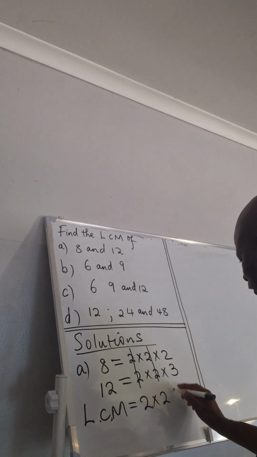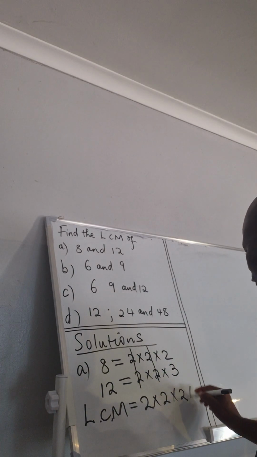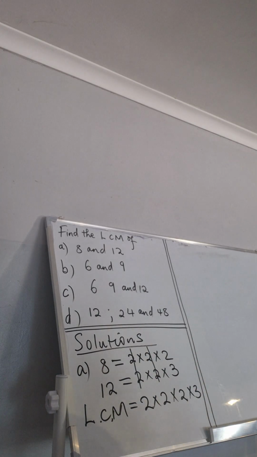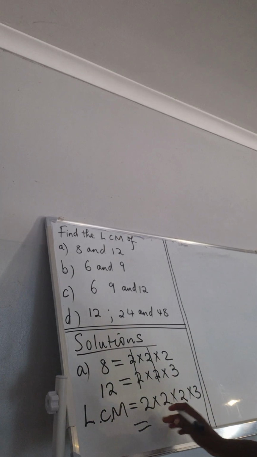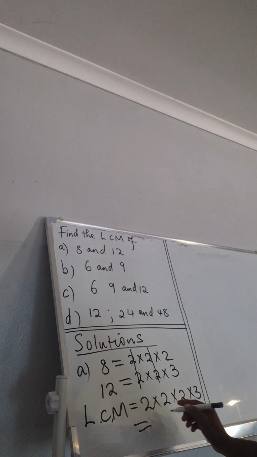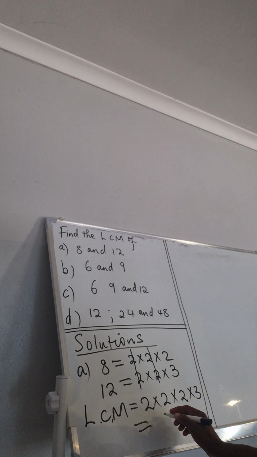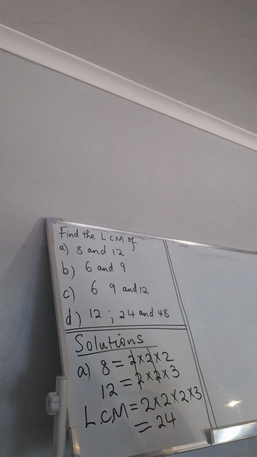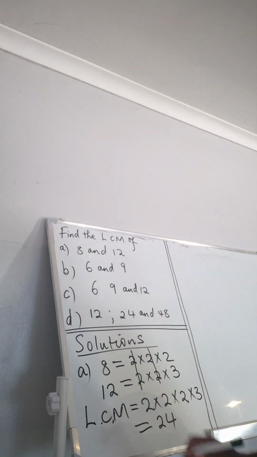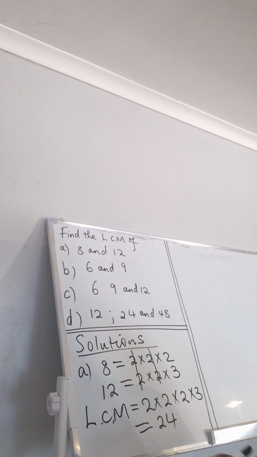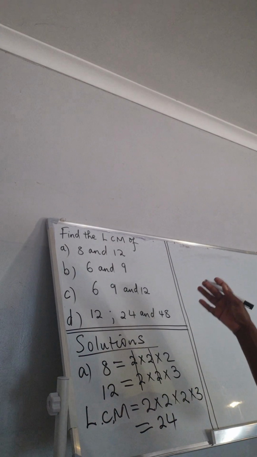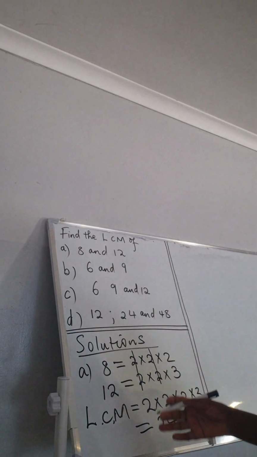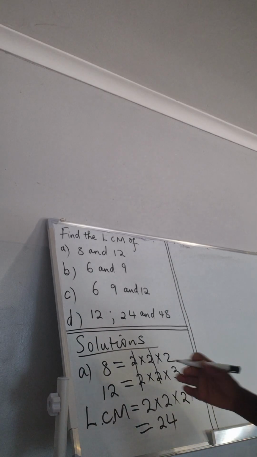So we are going to write the 2. We are also going to write the 3. So finally we have 2 times 2 times 2 times 3, which is 24. So 24 becomes the lowest common multiple of 8 and 12. We know there are other multiples, like 48 is also a multiple, but it's not the lowest. We are looking for the lowest.